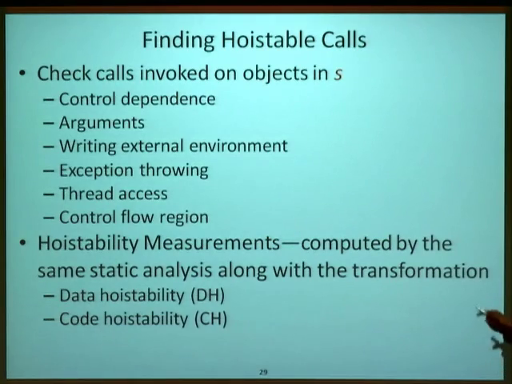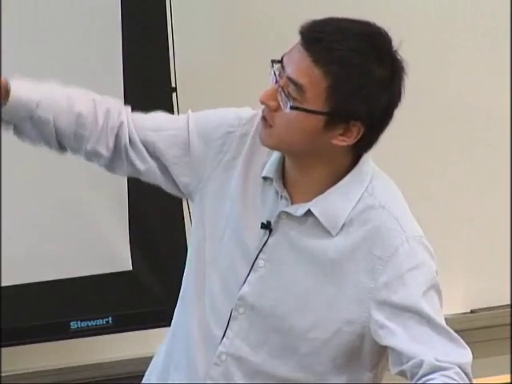The key idea, again, is that for each hoistable data structure identified, we check each call site that is invoked on the data structure and see if it's hoistable. This process can involve 6 different checks, like control dependence checks, argument checks, external environment checks, stepping stone, and thread control flow checks. As long as all those checks are satisfied, this particular call site can be hoisted. I'm not going to talk about all those details, as they're very specific checks. They're defined clearly in the paper, so we can definitely talk offline if you're interested.